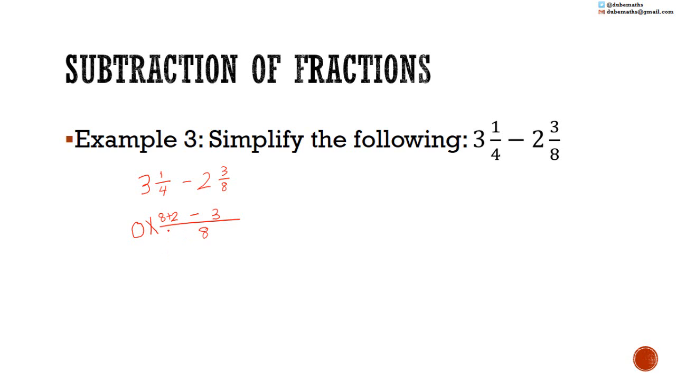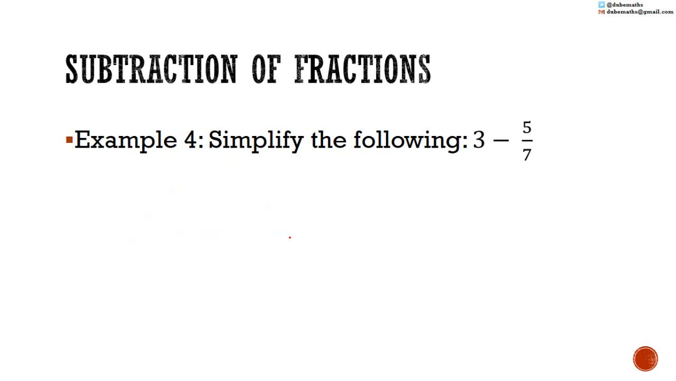We are left with 10. So we have 10 take away 3. 10 take away 3 is equal to 7. We have 0 whole number and 7 over 8, or just 7 over 8. Example 4, 3 take away 5 sevenths.